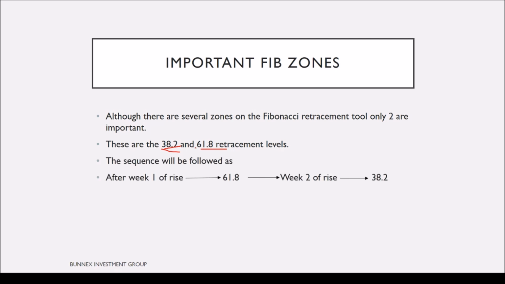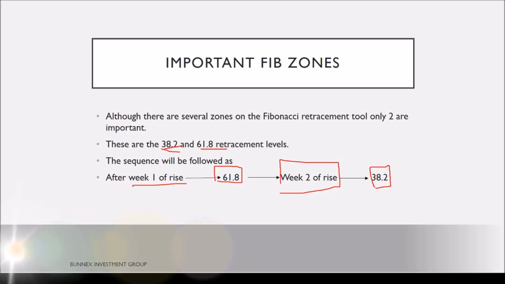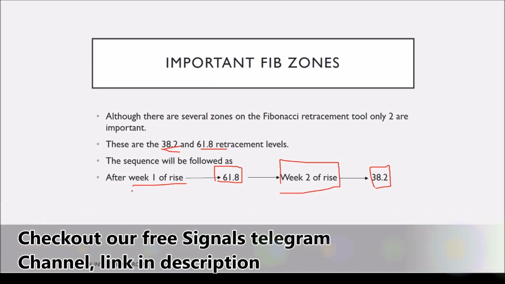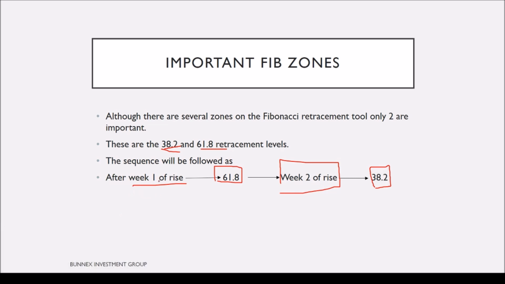So the sequence will be as follows. After week 1 of rise, we expect the price to retrace to 61.8. Then after week 2 of rise, we expect the price to come to the 38.2 retracement level. So the first thing we have to do is get the high of this week using the methods that we discussed in part 2 of this course. After getting the high, we have point A, which is the low of this week, and point B, which is the high of this week. Then apply our Fibonacci retracement level.